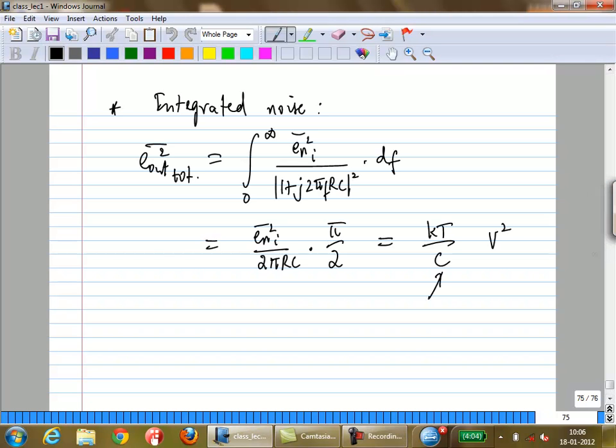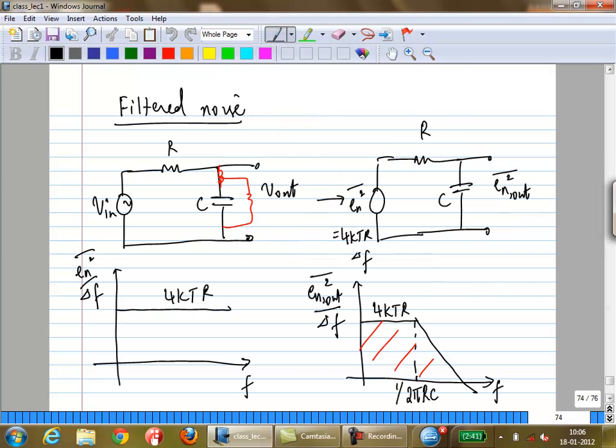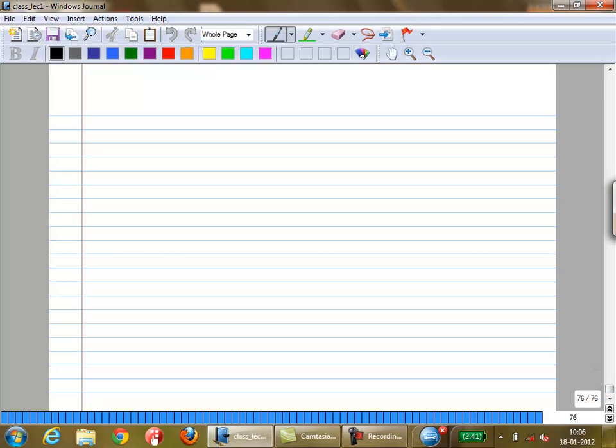So we started off with noise last class. We looked at the noise in a resistor. We looked at filtered noise from a resistor through a capacitor. In today's class, we'll see what noise sources you have in transistors, particularly MOSFETs. We'll look at MOSFETs. You can look up bipolars. Bipolars is pretty straightforward. So we'll particularly go through MOSFETs.